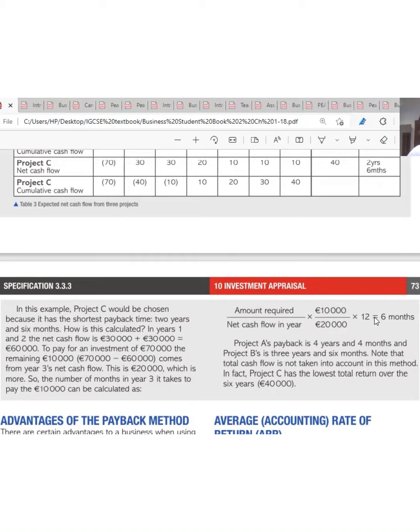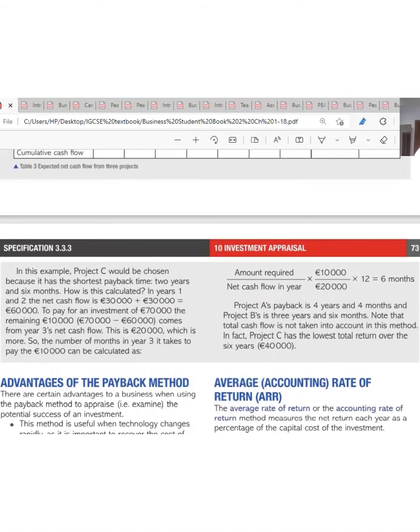You know why it's 12 months? Because in a year, you're going to make 20,000, but we don't need the whole 20,000. We need part of it, which is 10,000. So it means 10,000 divided by 20,000 multiplied by 12. You get it? That's how they got the 6 months. So the payback period for project C is 2 years and 6 months, which is the shortest possible period at which you can pay back the investment. Do we understand, please?